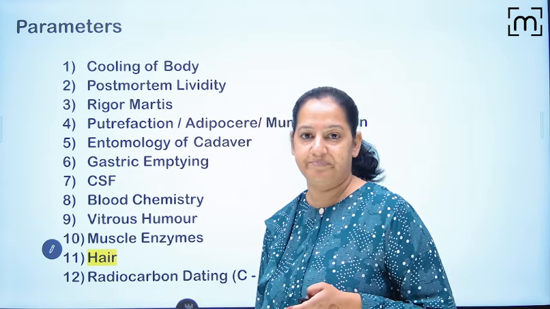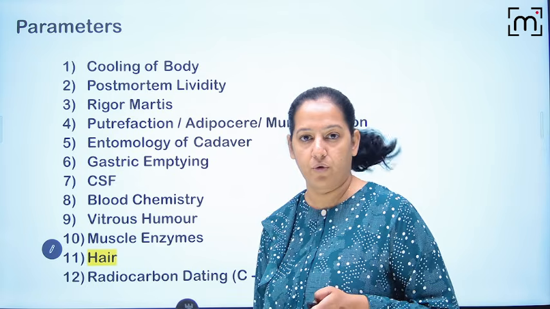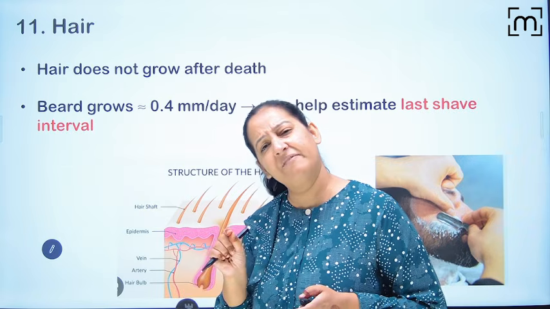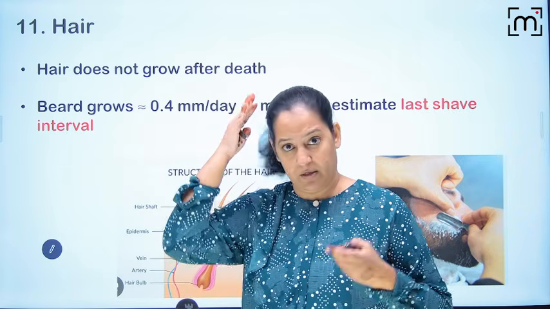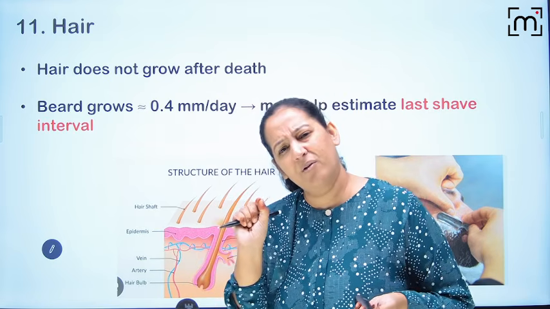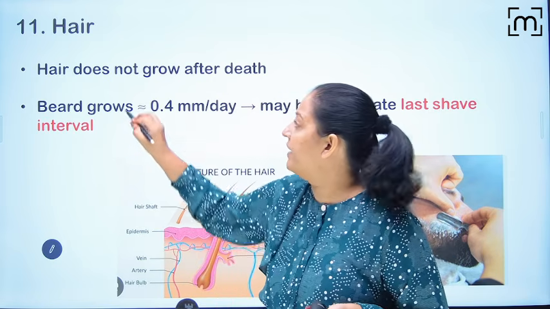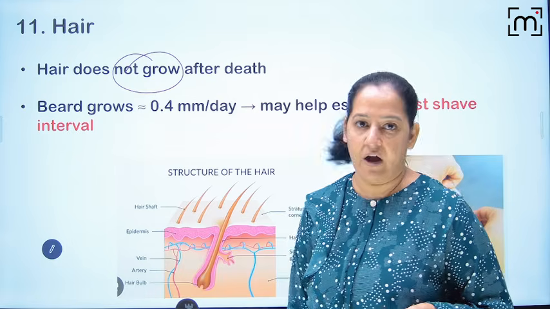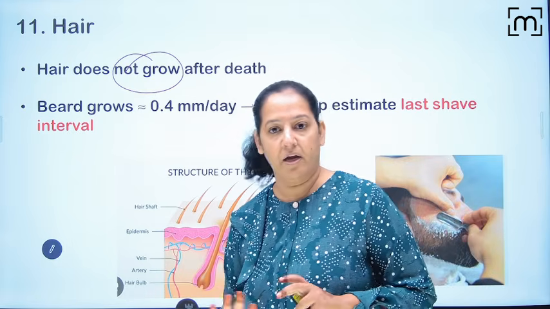Next is hair. After death, hair doesn't grow. Normally, hair keeps on growing at a very slow rate. Our hairs keep on growing, although we don't realize, but they are constantly growing at a slow rate. But hair does not grow after death. The moment death occurs, hair does not grow.